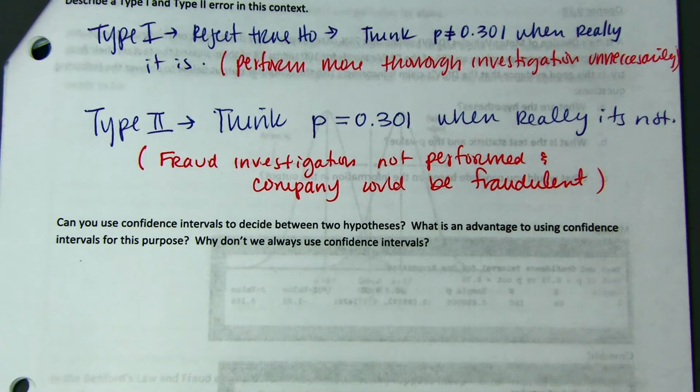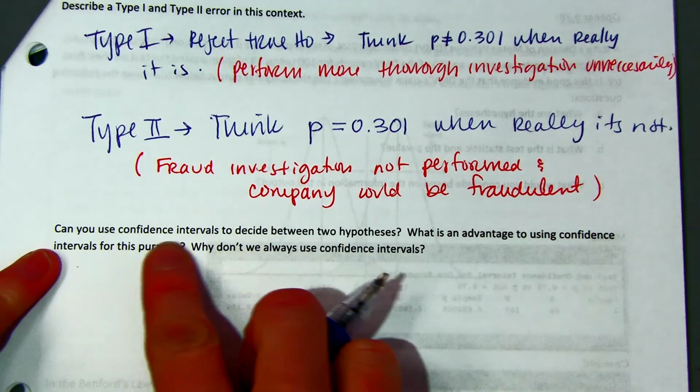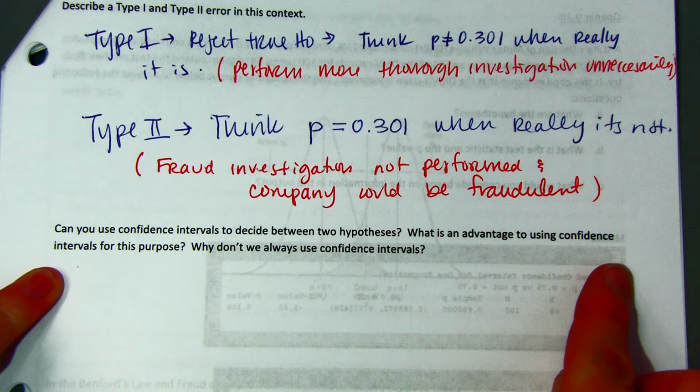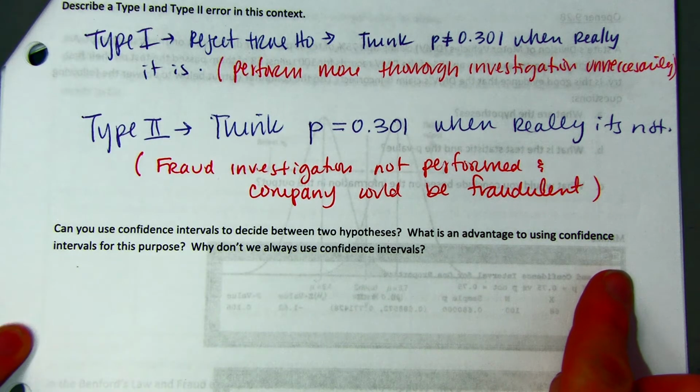Now there is a confidence interval relationship between significance tests. The question here says, can you use confidence intervals to decide between two hypotheses? And the answer is yes. What is the advantage to using a confidence interval for this purpose? And why don't we always use confidence intervals?